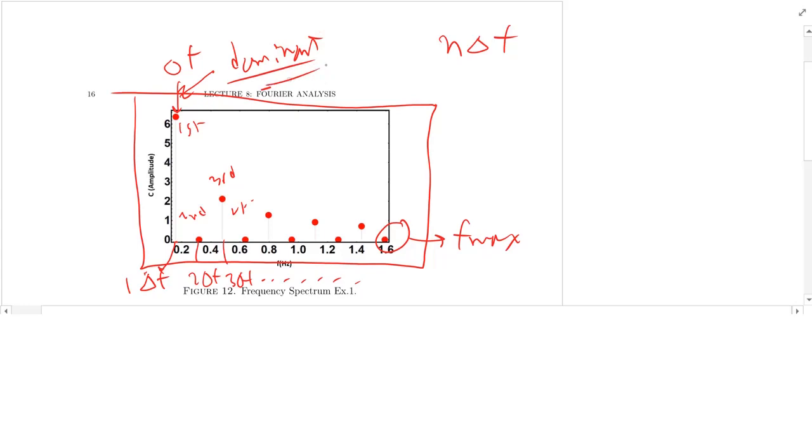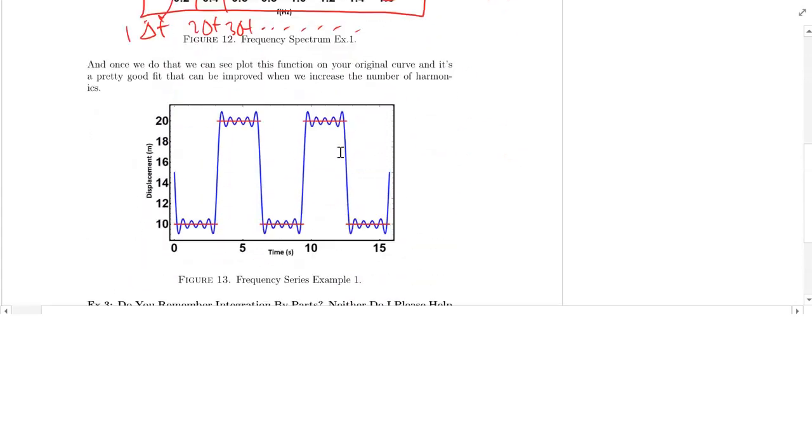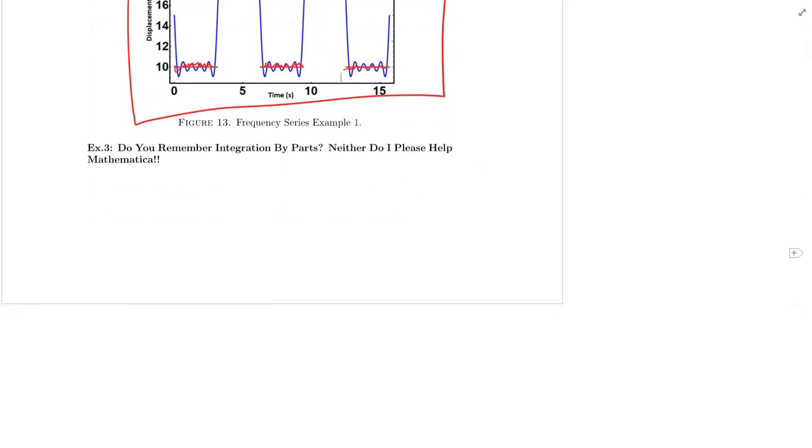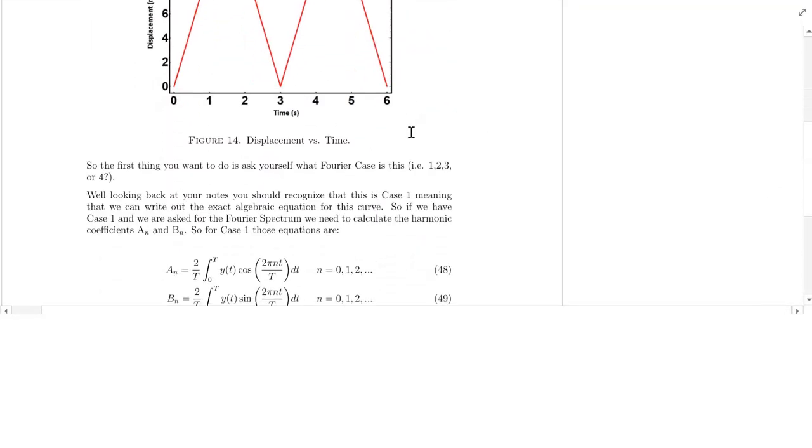And you can see here, our red is our original signal. This is our Fourier series. So once you have your harmonic coefficients, you could plug in and plot your Fourier series. That's the blue here. And it's a pretty good approximation. As you increase your harmonic coefficients, this is going to get tighter and tighter. So it'll approximate your curve better and better. And at infinity, there'll be essentially no difference.